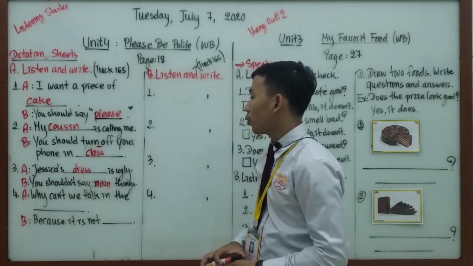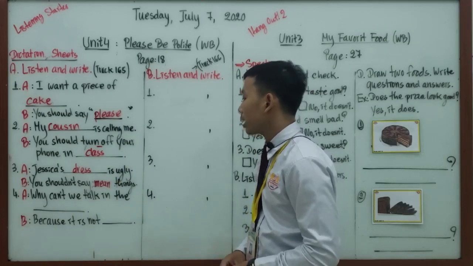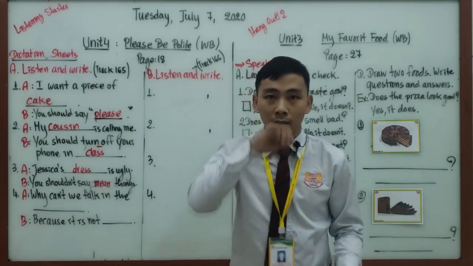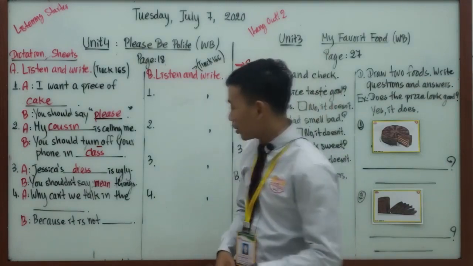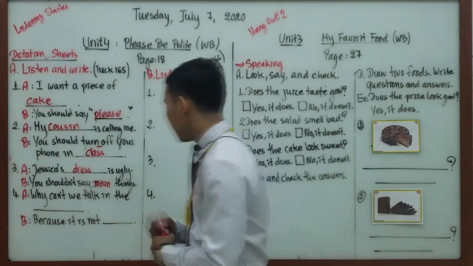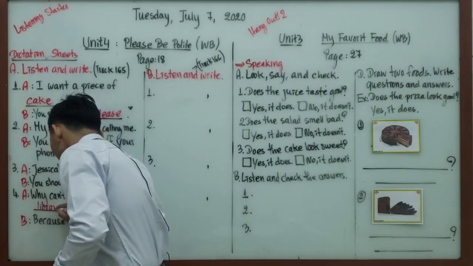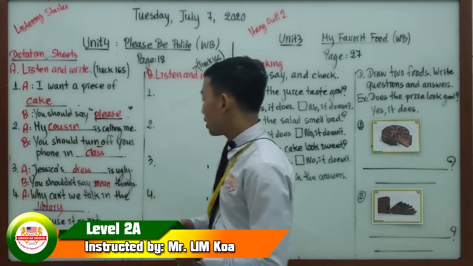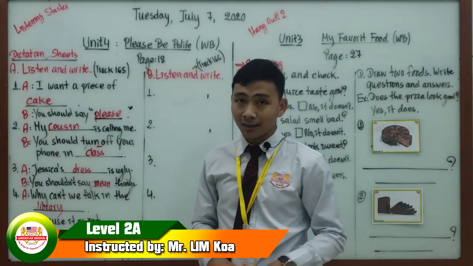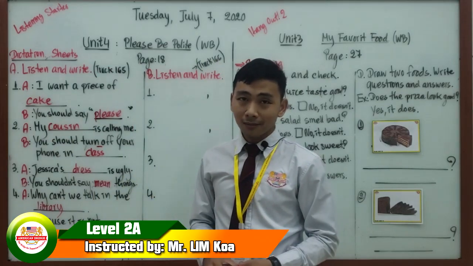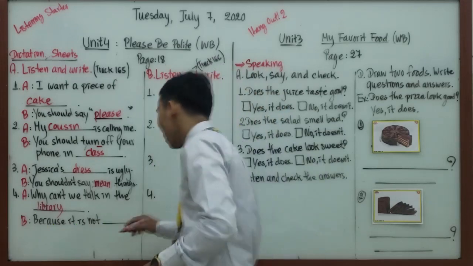Number 4. Why can't we talk? Why can't we talk in the what is that? Why can't we talk in there? Okay, good. In the library. Great job. In the library. Because it is not. What did you hear? Okay, everyone, that's so good. Because it's not polite, right?